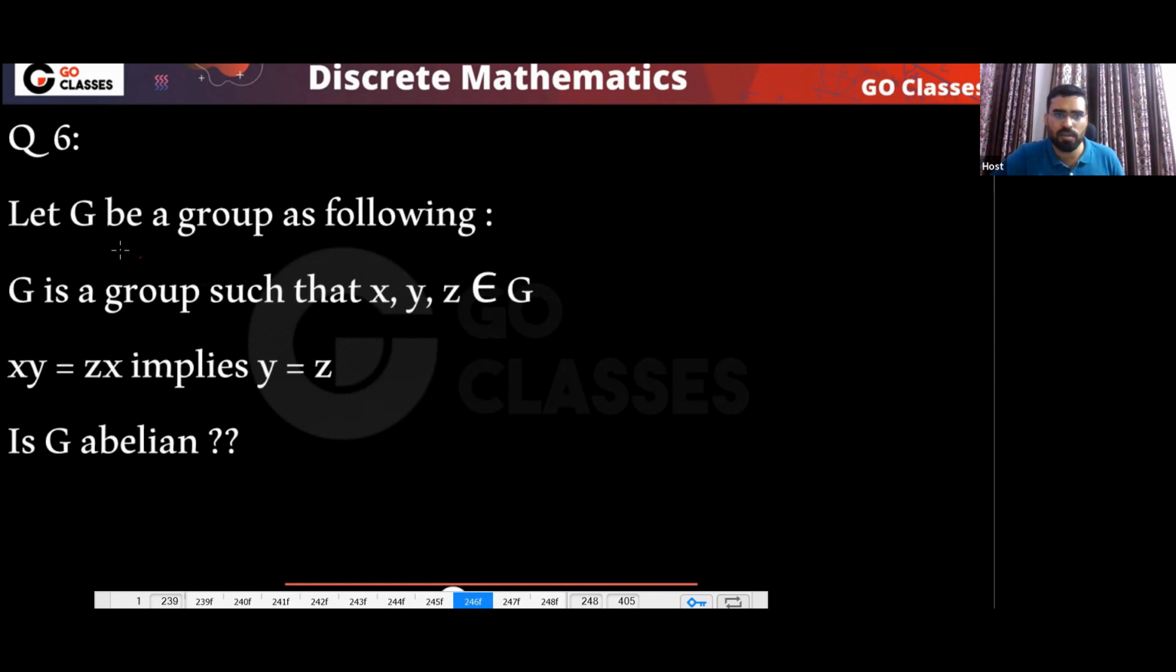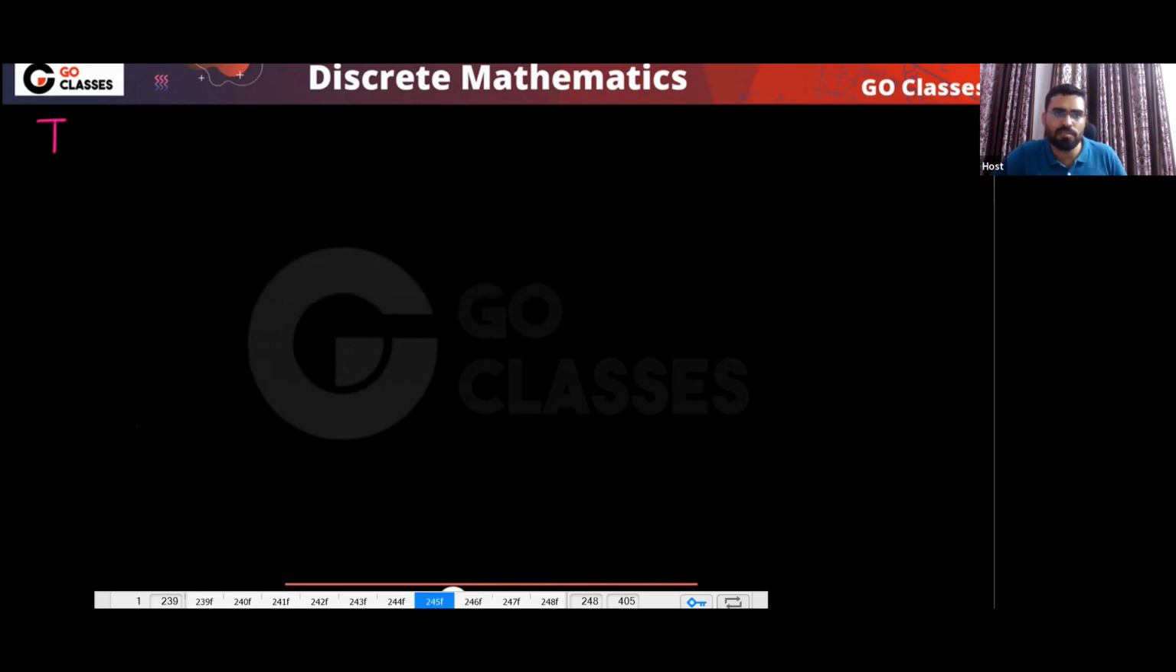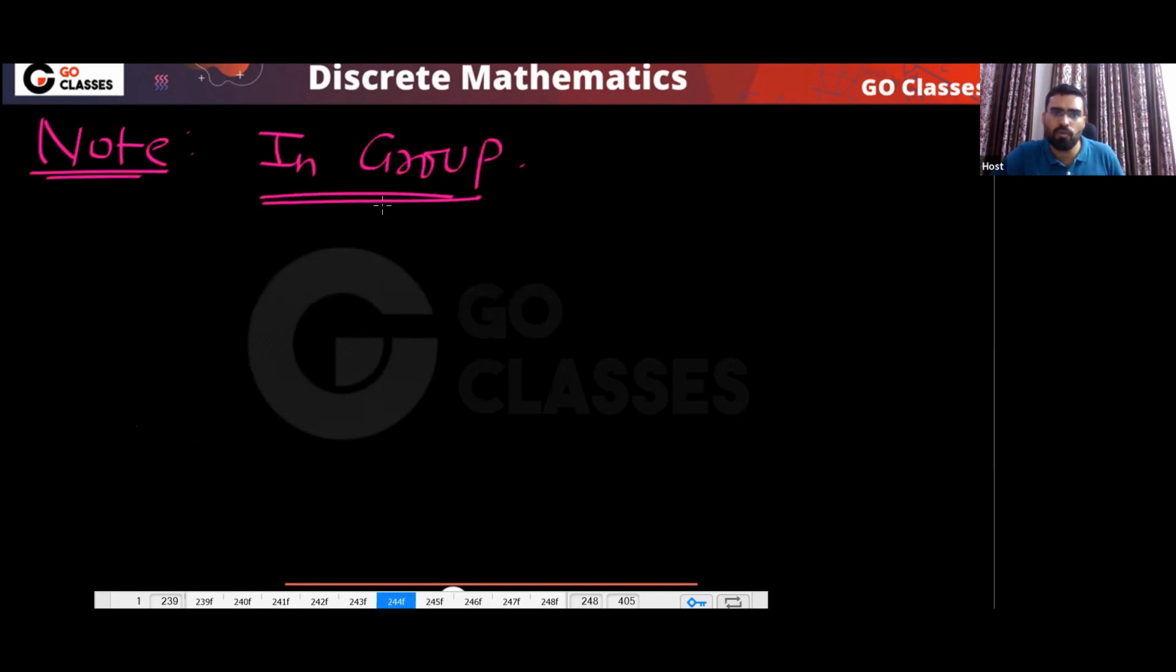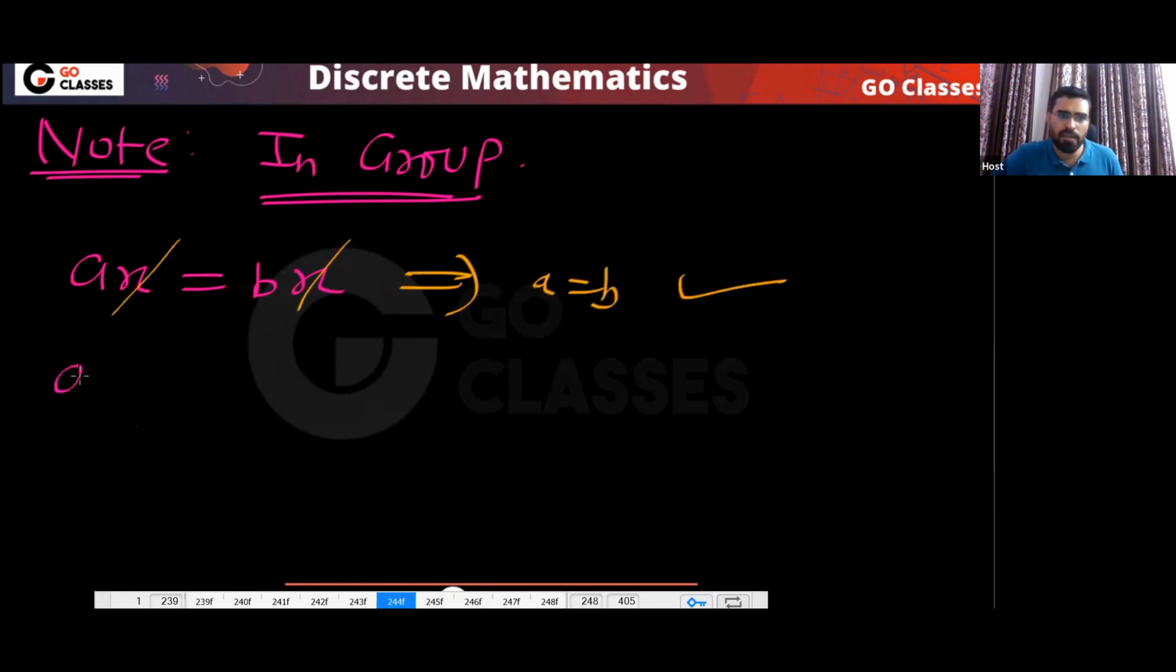Tell me about this one. Let G be a group as follows. Remember, in a group left cancellation happens, this is allowed. If AX equal to BX, then you can do right cancellation, so A equal to B, this is allowed. And AX equal to AY, you can do left cancellation, this is also allowed.